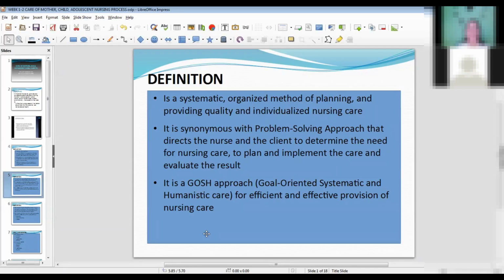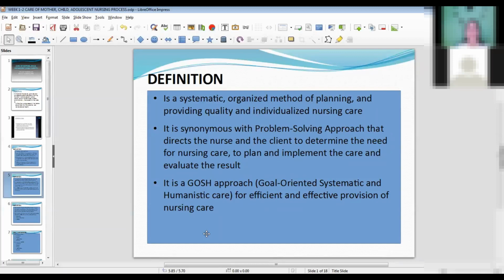Merong ibibigay sa atin na mathematical problems that we need to solve. And para ma-solve natin yon, we come up with the solution, ay kailangan susundan natin yung formula. Same goes with nursing process. So we have to follow a step-by-step procedure.